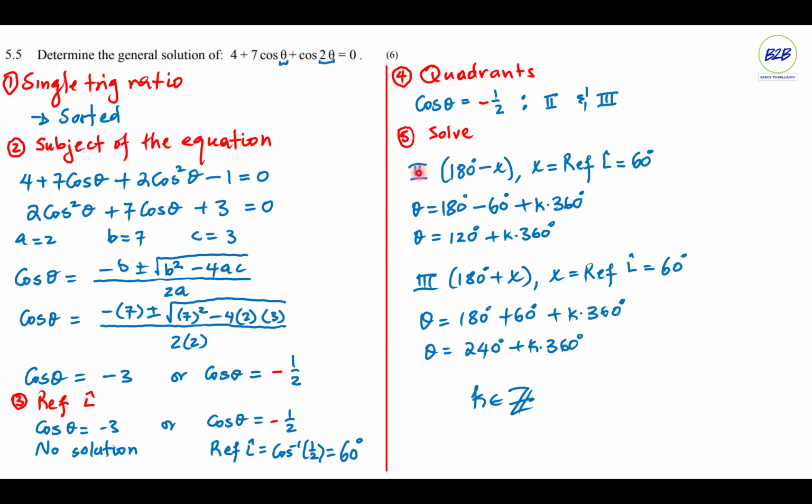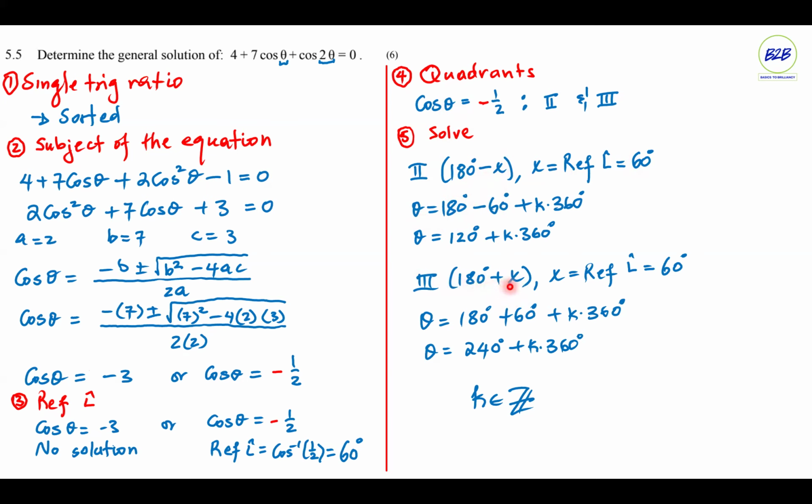What reduction formula do we have within the second quadrant? 180 degrees minus x. What is this x? It is the reference angle, which is 60 degrees. So we say theta is equal to 180 degrees minus x. What is x? 60 degrees. And then within the third quadrant, we ask ourselves, what reduction formula do I have?